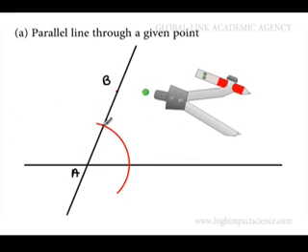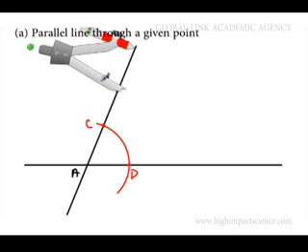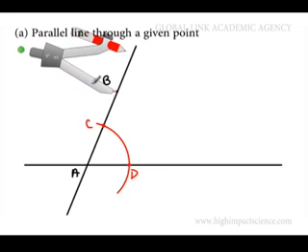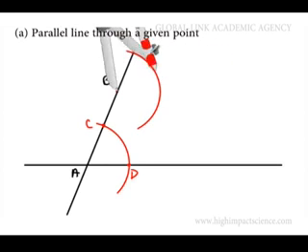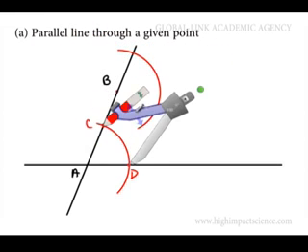You can label these intersection points C and D. Without changing the compass radius, place it at B and again make an arc. Now the next step is important.